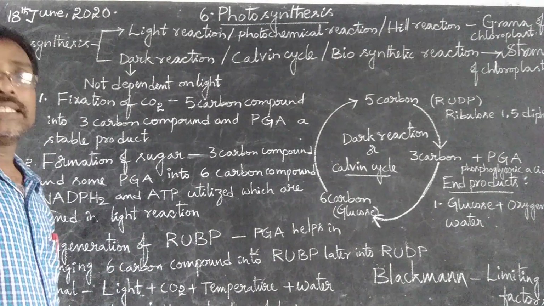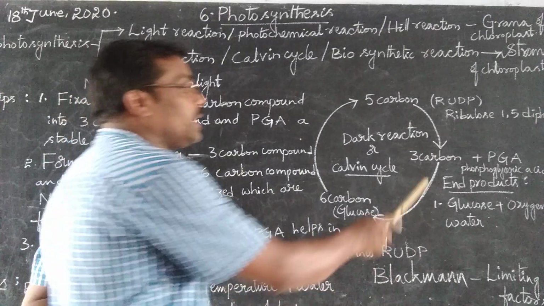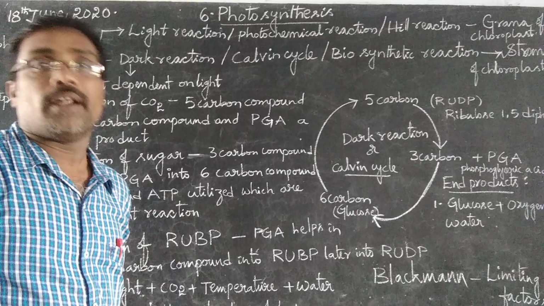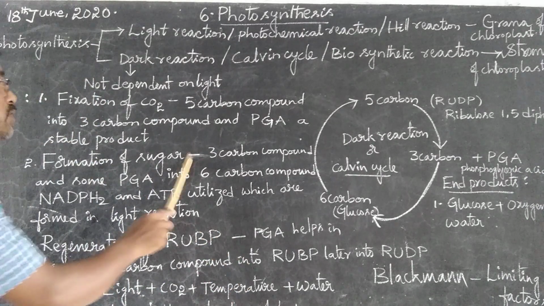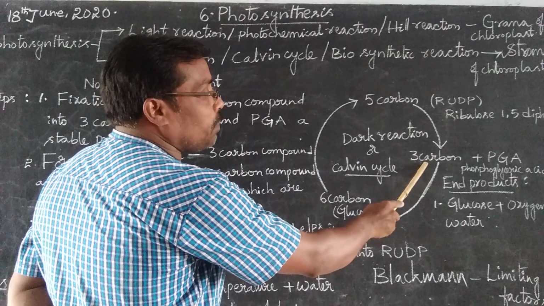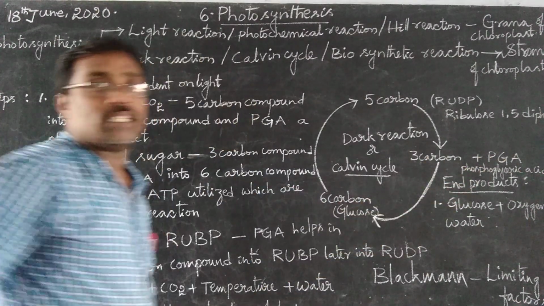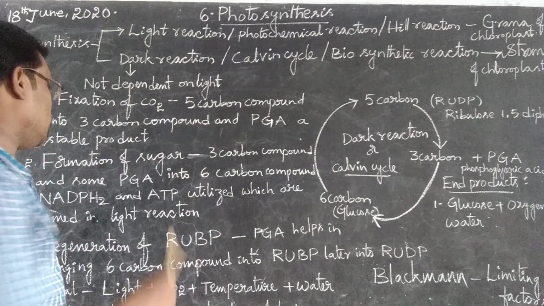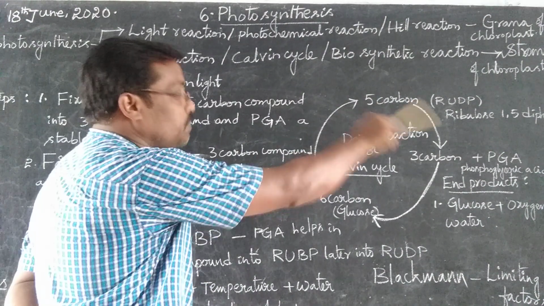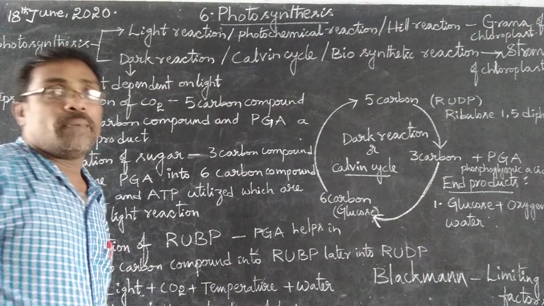The second step is formation of sugar, converting the 3 carbon compound into a 6 carbon compound, a glucose product. The 3 carbon compounds found in the first step and the PGA, phosphoglyceric acid compounds, combine together to form a 6 carbon compound. The 5 carbon compound has been changed into a 6 carbon compound with the help of the 3 carbon compound and PGA.